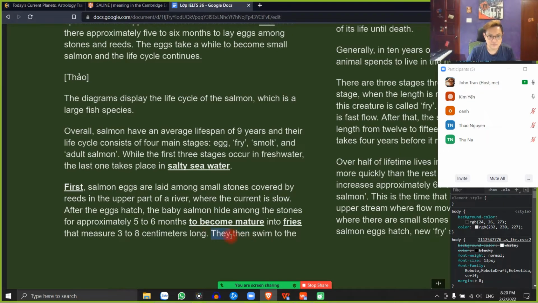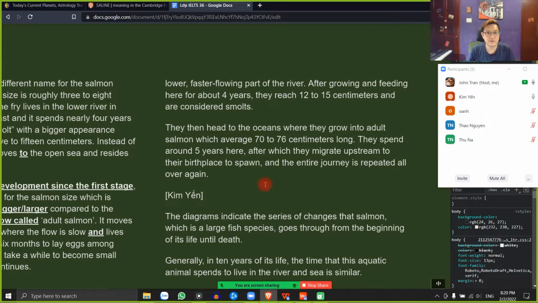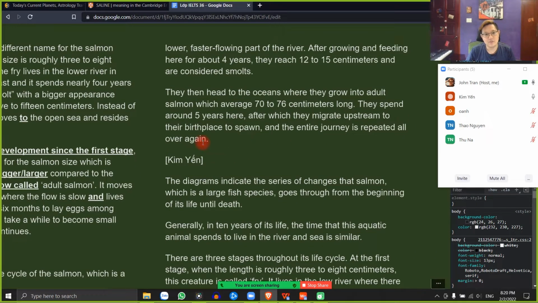They here refers to the fries. Cái chữ they này là nhắc đến cái fries này nè. They then swim to the lower, faster flowing part of the river. Sau đó chúng đi đến cái vùng mà thấp hơn, chảy nhanh hơn của cái dòng sông. Oh, very good. I think our class, your writing skills improving fast. Thầy nghĩ là cái kỹ năng viết các bạn đang cải thiện khá là tốt đấy. Khá nhanh đấy.